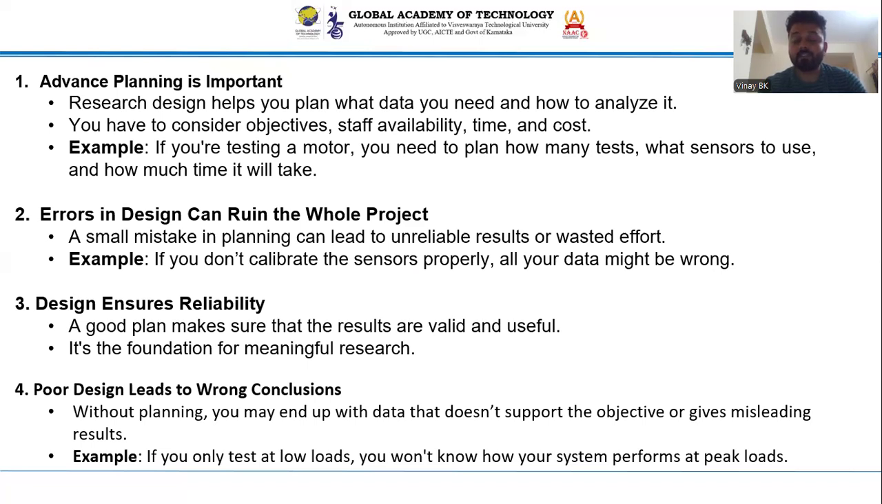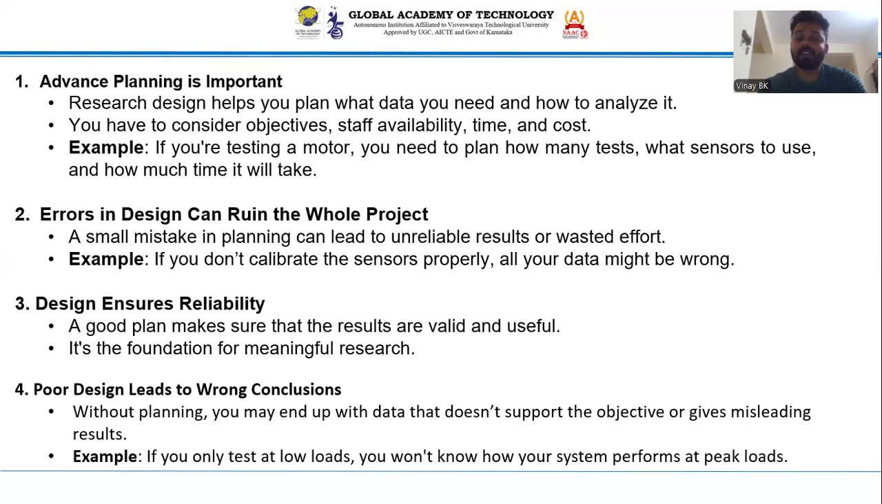And also, the research design needs. If you don't have a research design, errors in design can ruin the whole project. A small mistake in planning can lead to unreliable results or wasted effort. For example, if you don't calibrate the sensor properly, all your data may be wrong. And this research design ensures reliability. A good plan makes sure that the results are valid and useful, and it is the foundation for meaningful research.